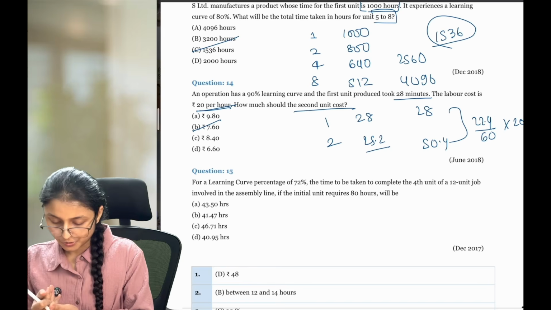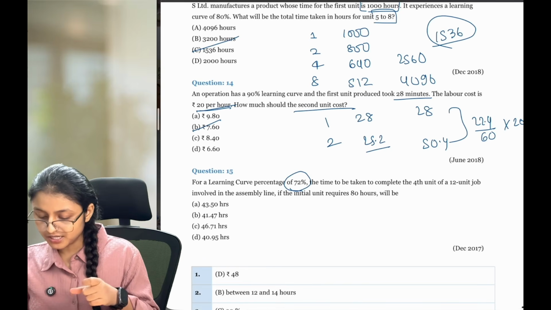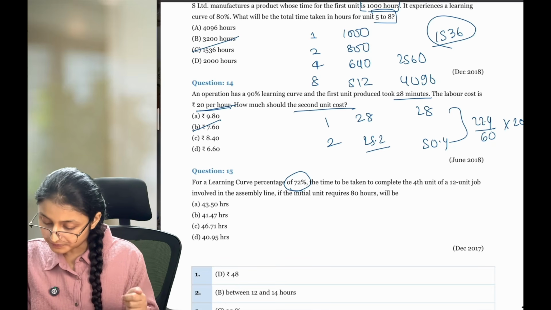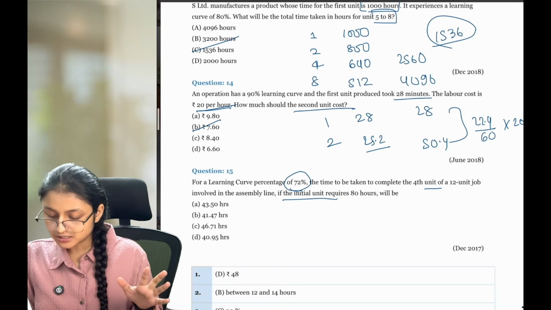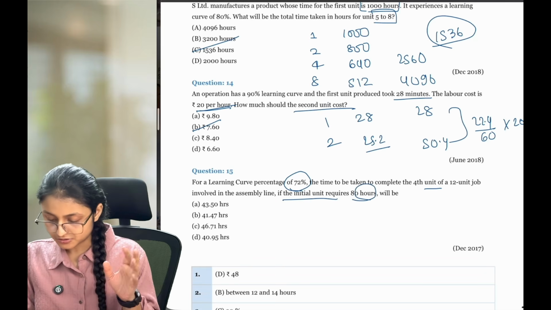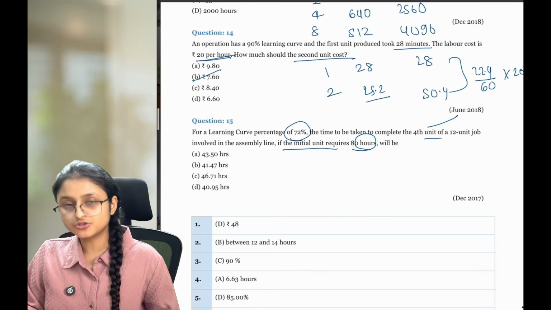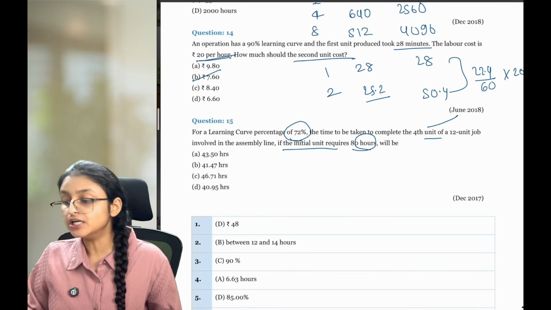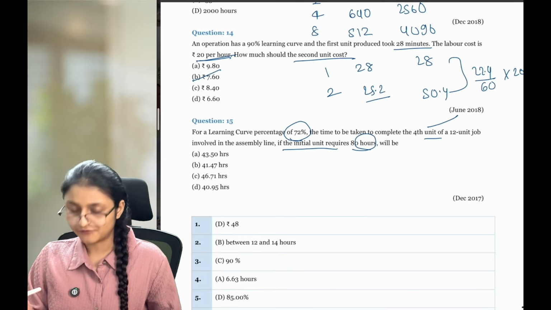Okay? Now, for a learning curve percentage of 72, the time taken to complete the fourth unit of a 12 unit job involved in the assembly line, if the initial unit requires 80 hours, so you need to calculate the time for the fourth unit specifically. Can I calculate fourth unit specifically? No, without having x to the power b value or log values we will not be able to calculate. Hence, you have to calculate the average time only.